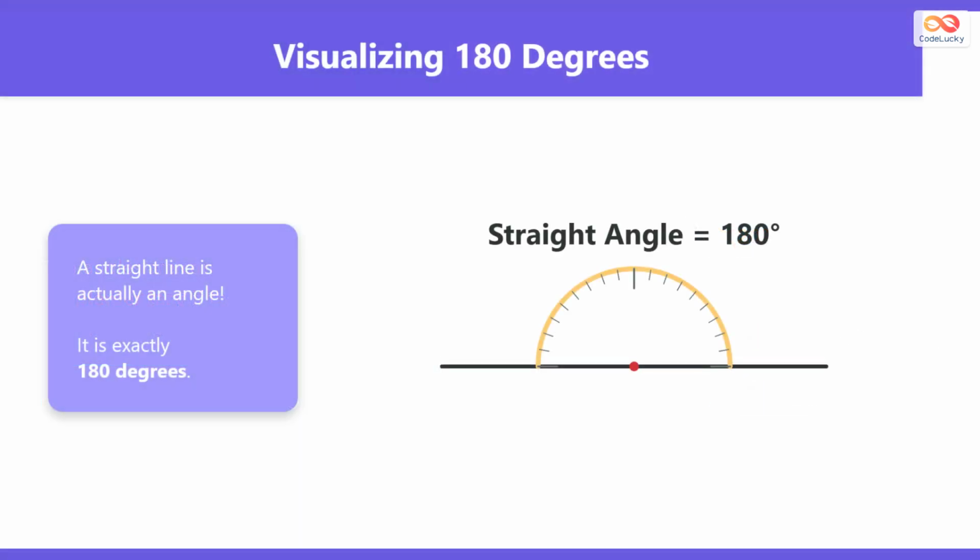To understand why the number 180 is special, we need to look at a straight line. In geometry, a straight line is actually an angle itself, known as a straight angle. It measures exactly 180 degrees. This semicircle arc represents that full span from one side to the other.